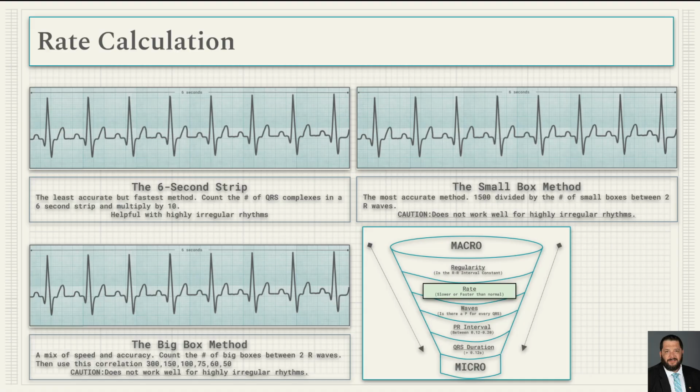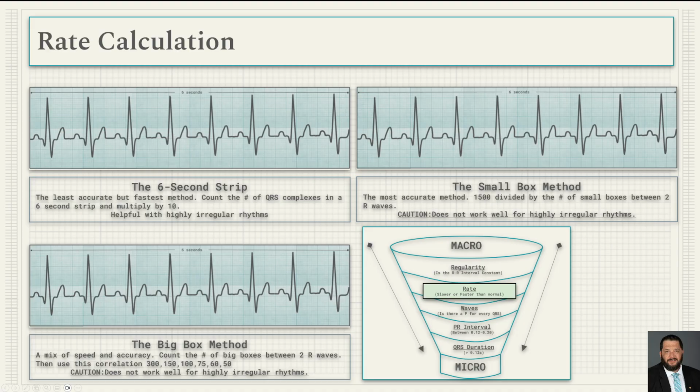As we look at some ECG strips in the future, we're going to count these methods out, and we'll take a closer look at the calculations for each of these. Your small box method is by far your most accurate. Likewise, you're going to find 2 R waves, with one of the R waves being close to a large box, and then you are going to count the number of small boxes between the R waves. That number will be divided into 1500 and help you get an accurate reading. This does not work well for highly irregular rhythms, neither does the big box method, as both of those methods rely on a consistent R to R interval.